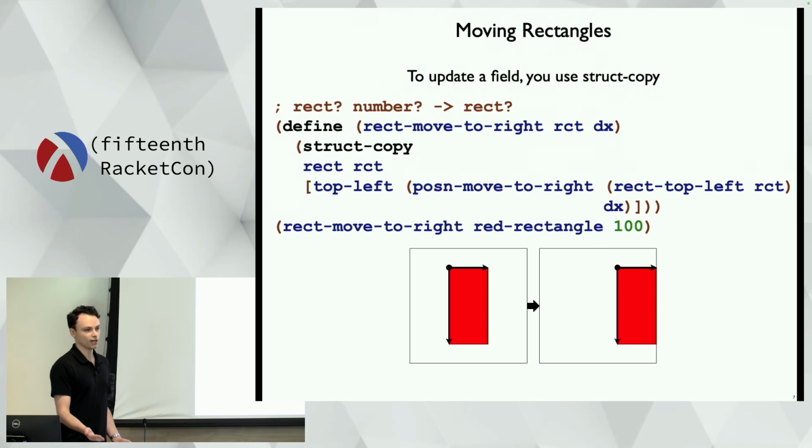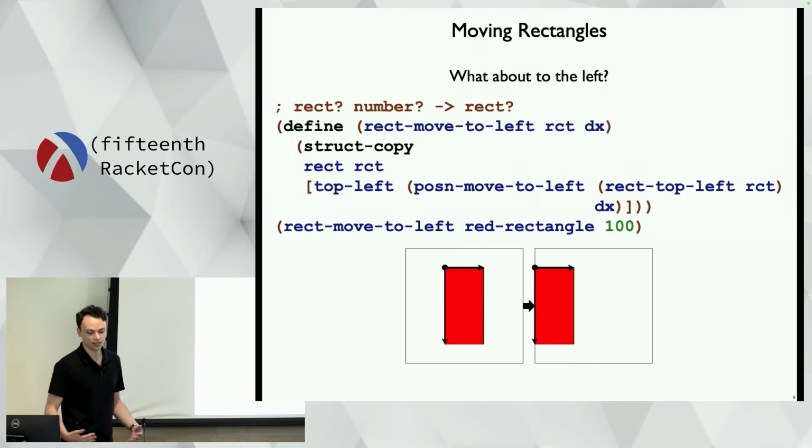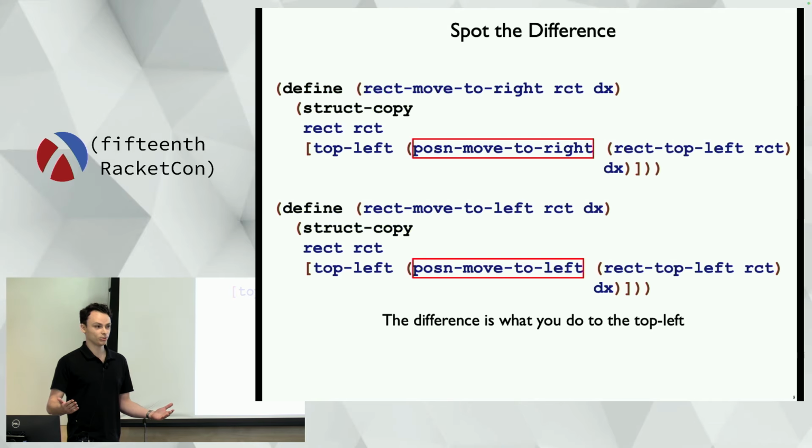You have this helper function called posn move to right, which is another struct copy. And you get the value of the field, do something to it, and then you use struct copy to update the original value. And if you want to move it to the left, it's pretty much the same thing, except you use a different helper function. So we're good How to Design Programs students. These functions are almost identical. Let's circle the difference and then make an abstraction.